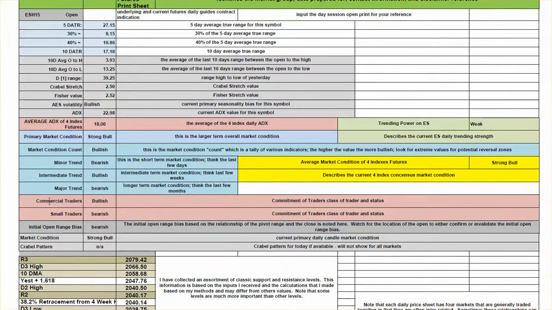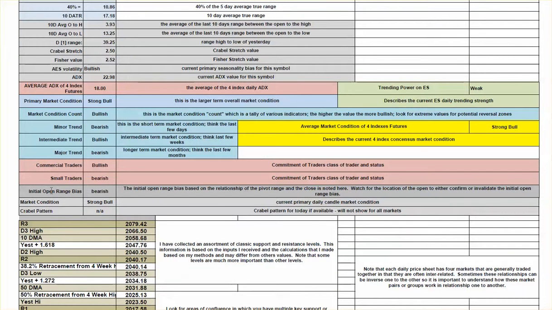Then I go into a little bit on the commitment of traders, class of trader, and status. So in other words, the commercial traders for the ES at this point were bullish, small traders were bearish. The initial open range bias, again, Toby Crabel work, but based on the close price action of the previous day, the initial open range bias would be established, and that will be reported here.